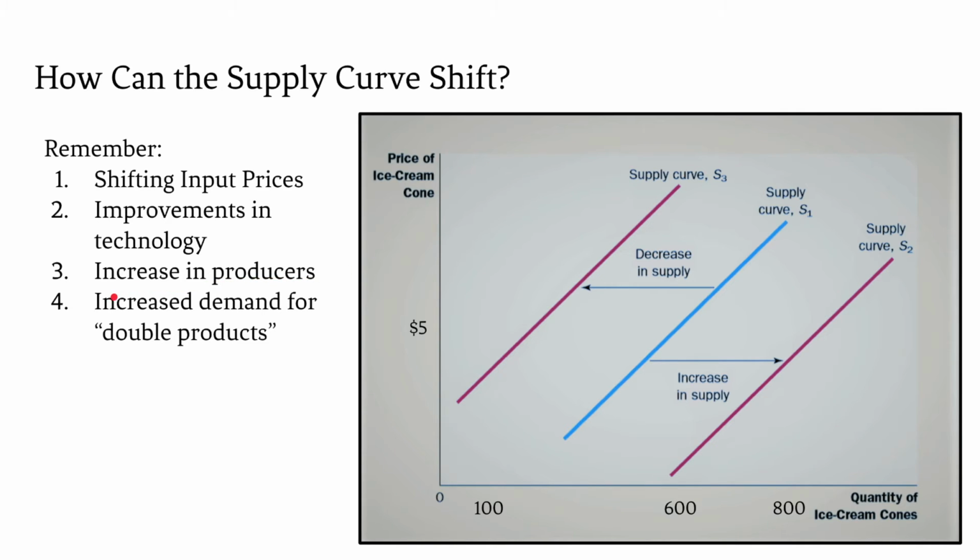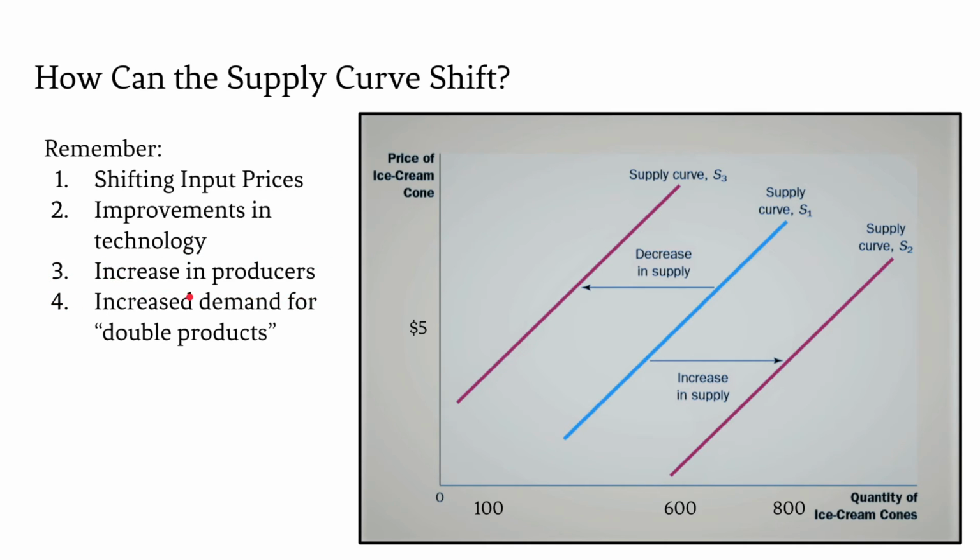If there's an increase in producers of ice cream cones, say that for some reason a lot of people decide to get into the ice cream waffle cone making business, in that case, because there are a lot of producers, it would affect the supply curve and the quantity supplied. If there are a lot of producers and they don't change how much they produce, that will cause an increase in supply. And that's what this increase in producers is telling us.